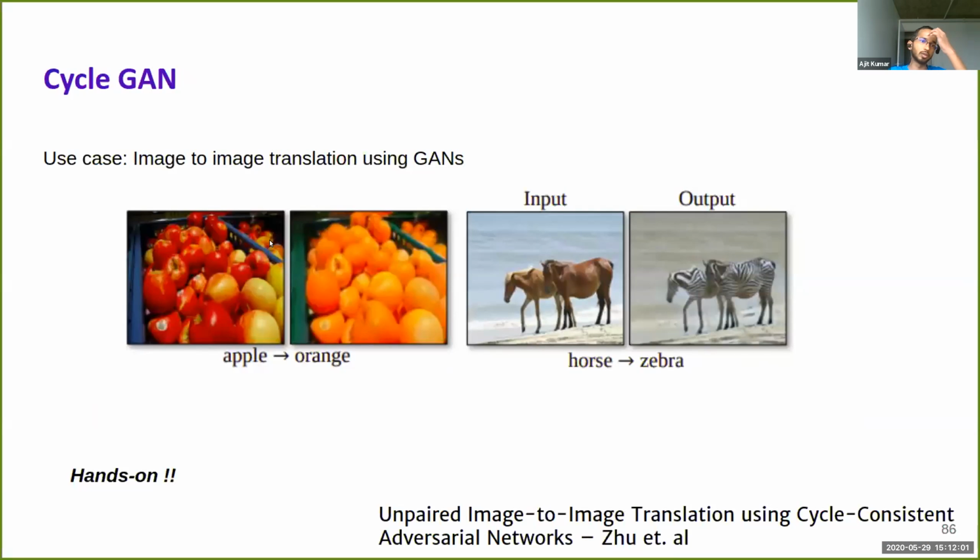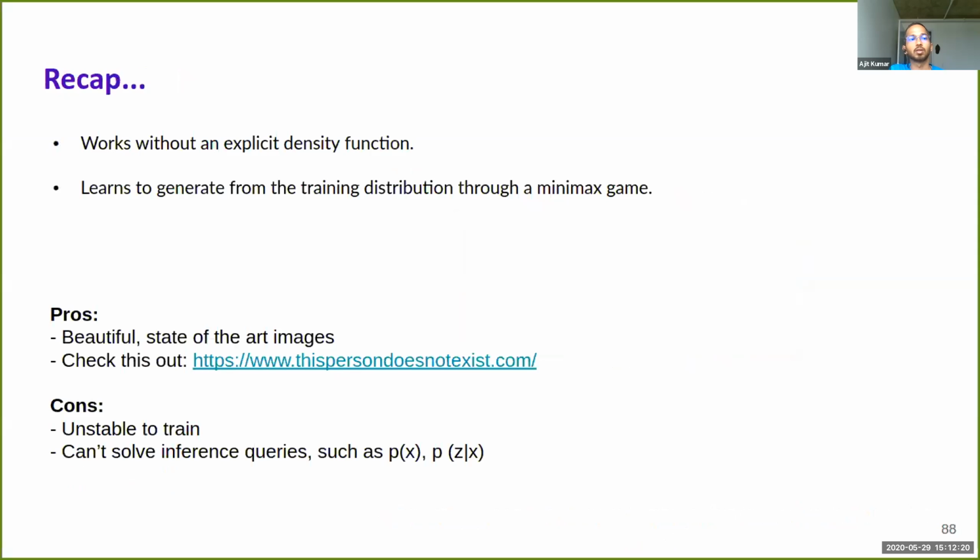There is also a concept called cycle GANs, where we can learn to transform images from one training distribution to another. We can convert horses to zebras and back, or apples to oranges, and so on. So these are some useful applications of GANs. I'll just finish it up and we'll move on to hands-on maybe.